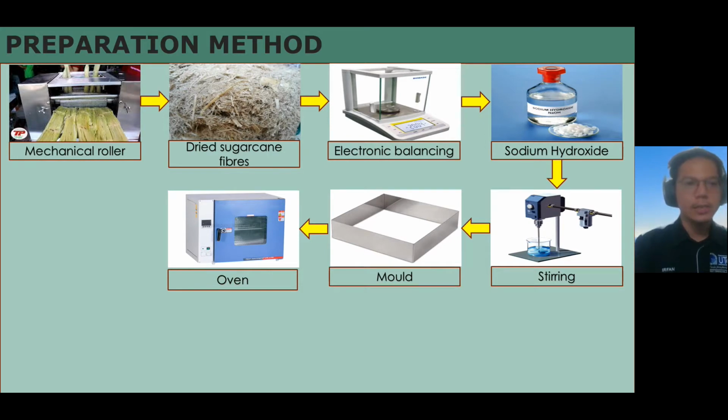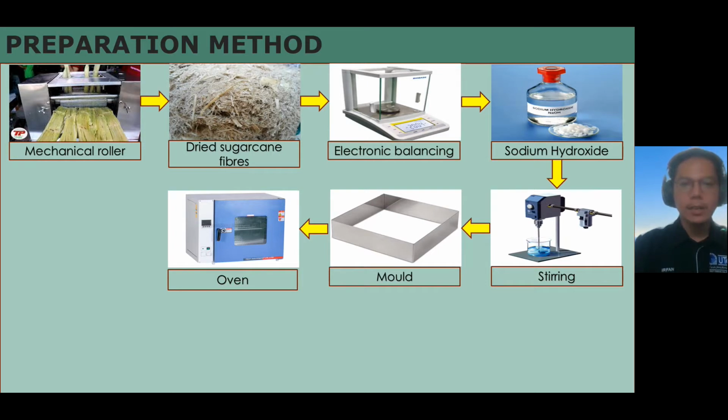Okay, this is the preparation method. As we can see in the first picture is the mechanical roller. The mechanical roller is used for extracting the sugarcane juice and the waste of the sugarcane fibers. Okay, the next is the dry sugarcane fiber. The natural sugarcane fiber was immersed in plain water for 24 hours to eliminate substances that might affect the mechanical properties, such as oil or sugar. The sugarcane residue is left under the sun to remove liquid from the residue.